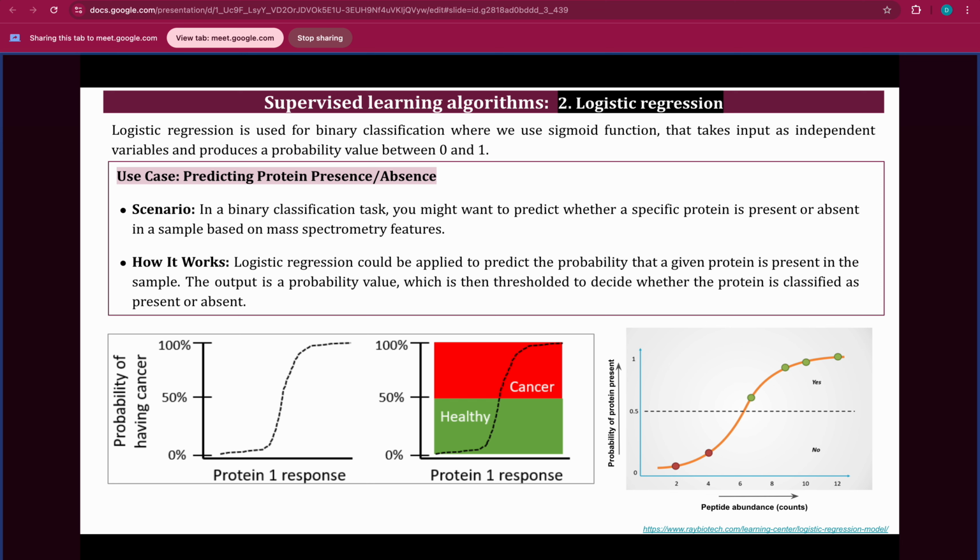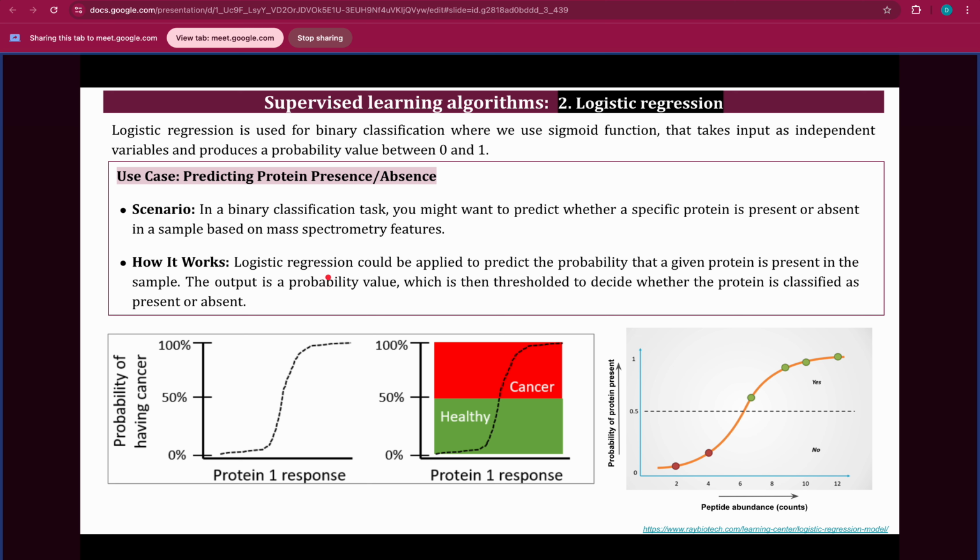Then comes logistic regression. It is trying to classify your data into two categories, or binary categories, which could be 0, 1, yes, no, present, absent. So this is done for binary classification, where we are trying to predict. In terms of proteomics, it can be used to predict protein presence or absence. For example, I have a healthy person and a cancer patient, and I'm trying to check which proteins are present in the healthy person which are absent in the cancer person, or vice versa.